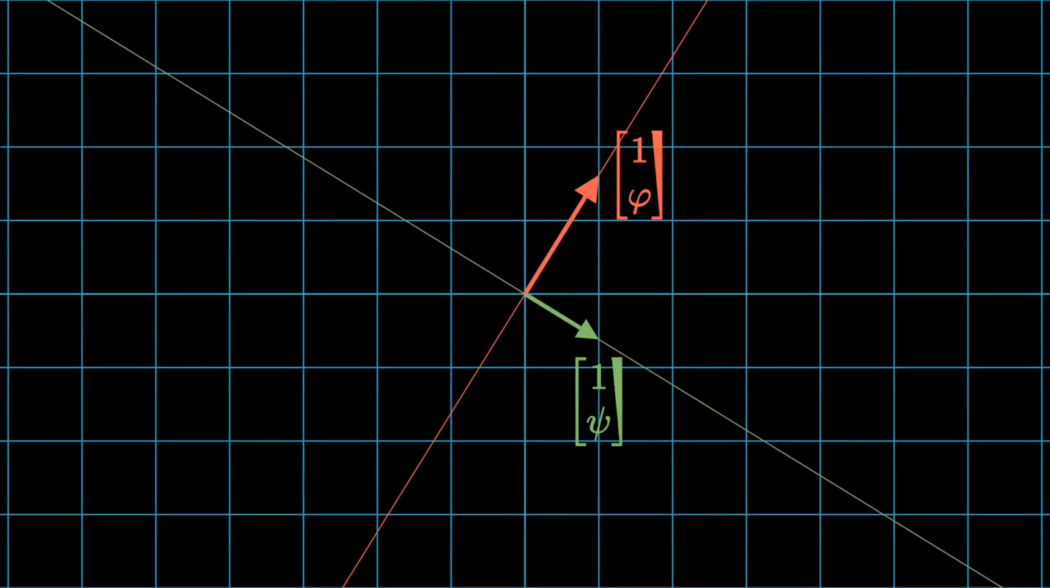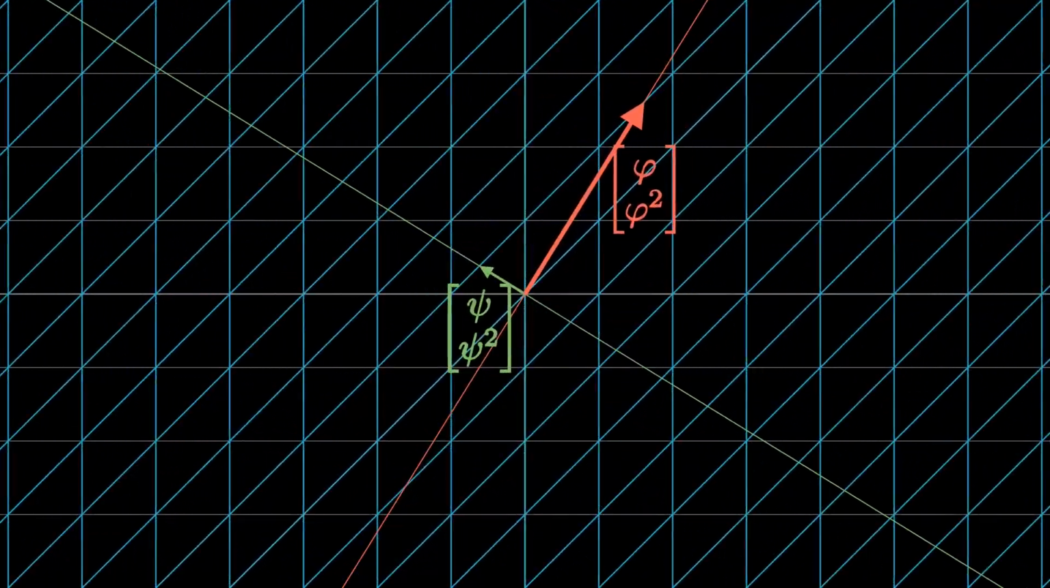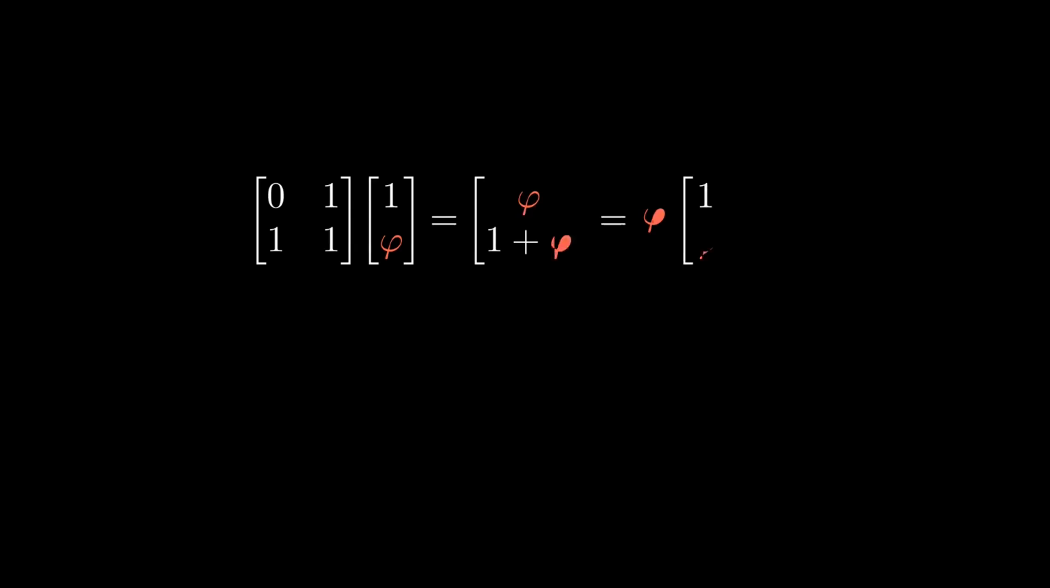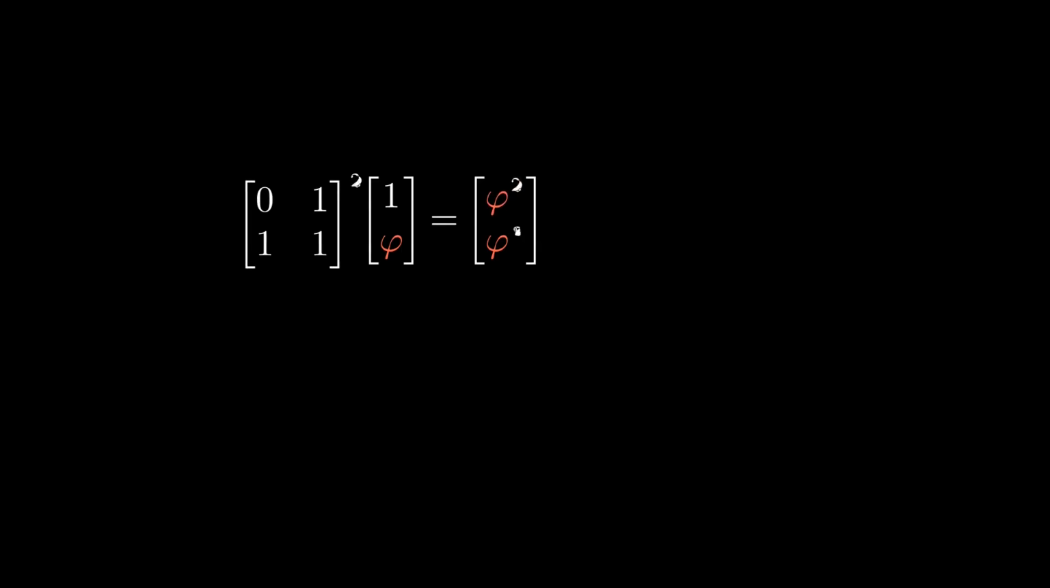After every transformation, they get again multiplied by their eigenvalue. Going back to matrix notation, what we just discovered is multiplying our eigenvectors with the matrix results in multiplication by phi. Since multiples of eigenvectors stay eigenvectors, we can multiply with the matrix again and again.